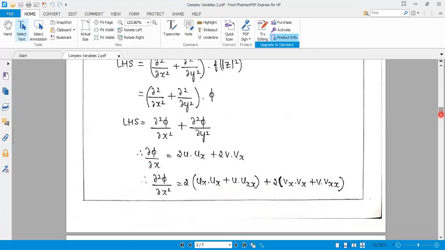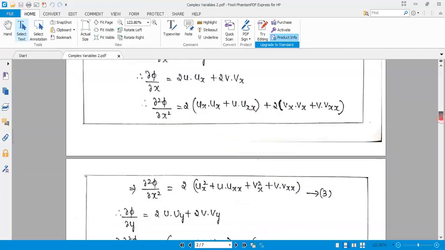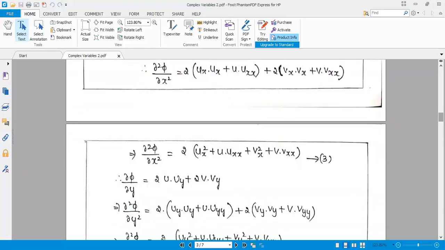Similarly, differentiate again with respect to x. So this is 2 times, we apply the product rule here: ux into ux plus u into uxx, plus v into vxx plus vx into vx. Where 2 is common throughout. So when you take 2 as common factor, that will be ux² plus u uxx plus vx² plus v vxx.